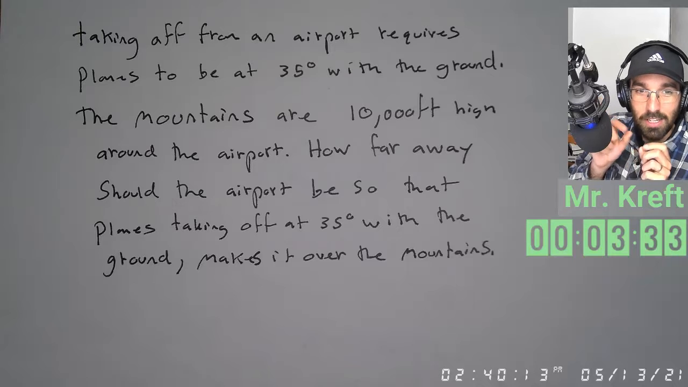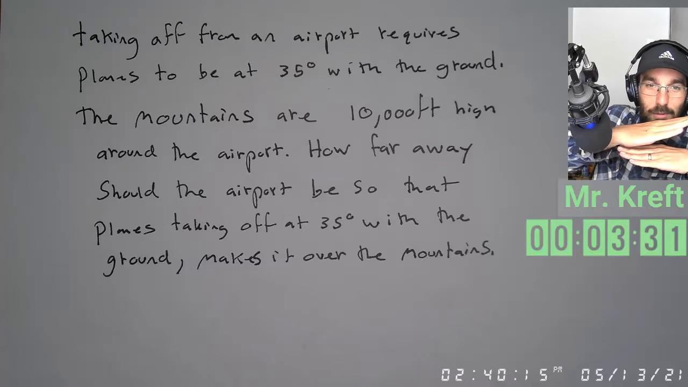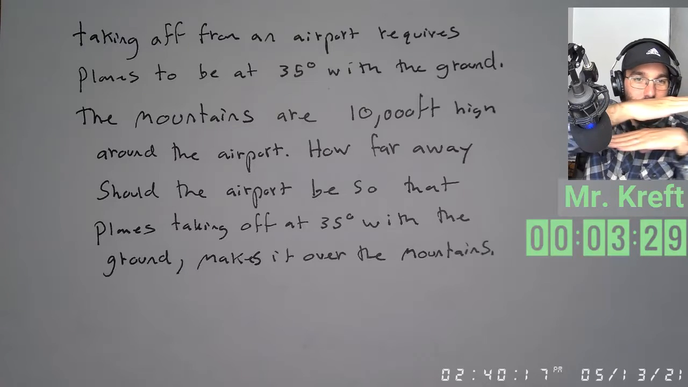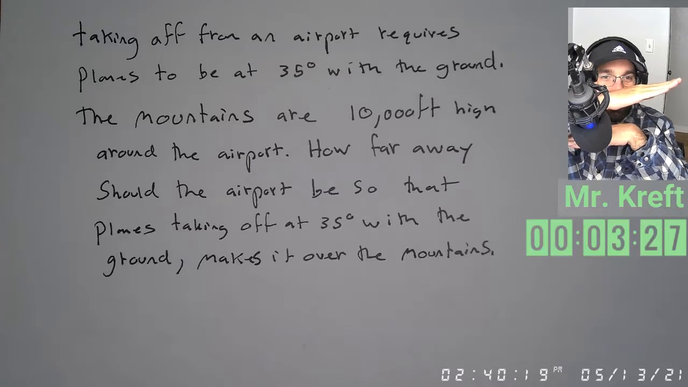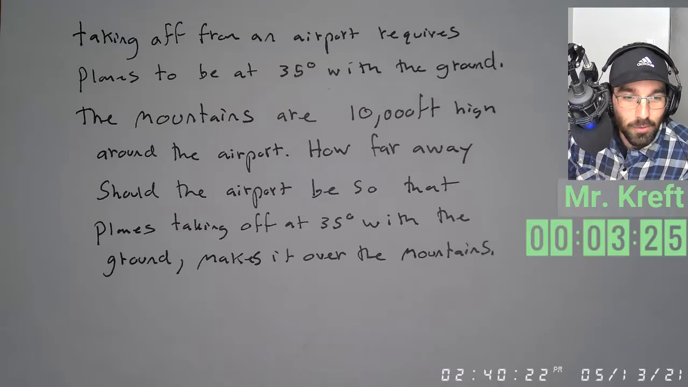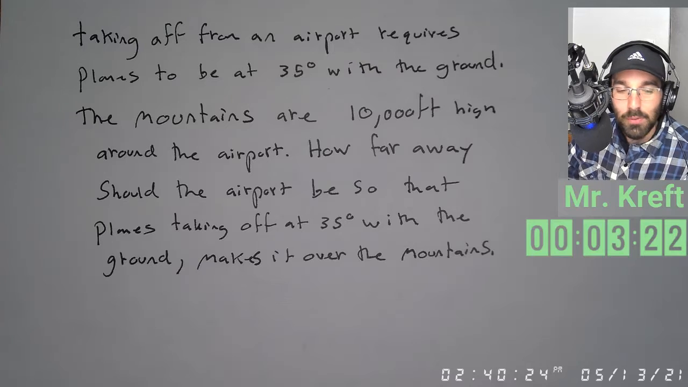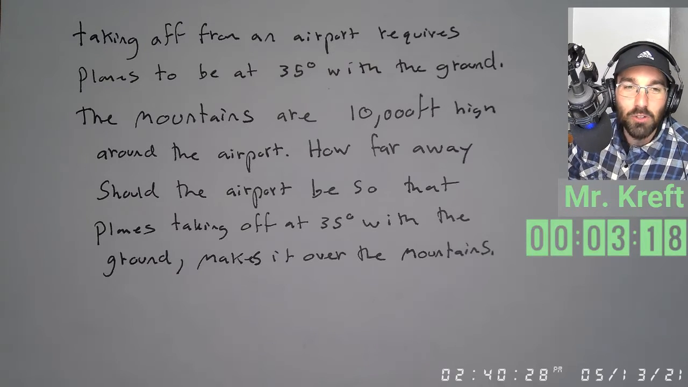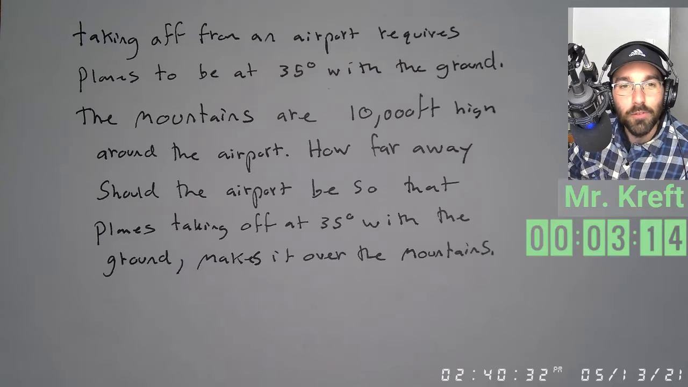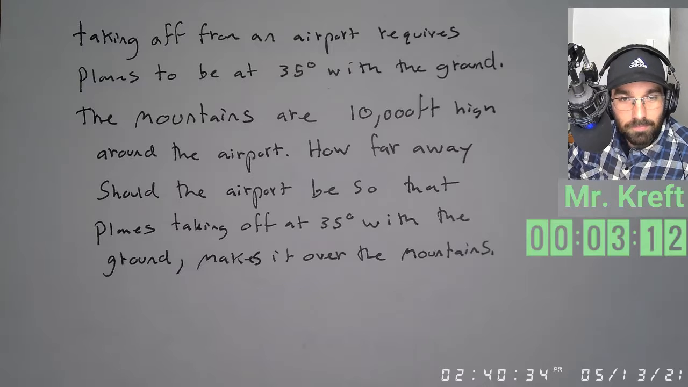So focusing on the math, it should be a right triangle, right? You have an airport. The plane is going to take off from the airport at a 35-degree angle, and it has to go over 10,000 feet, right? So think of a right triangle. You have an angle with the ground. You have a height that you have to clear. We're trying to figure out how far away that airport needs to be, minimum, from the base of those mountains.